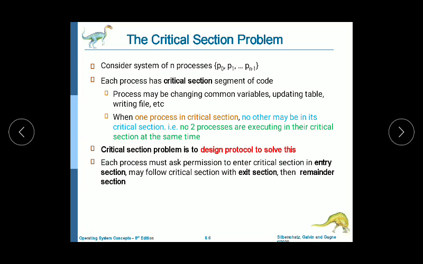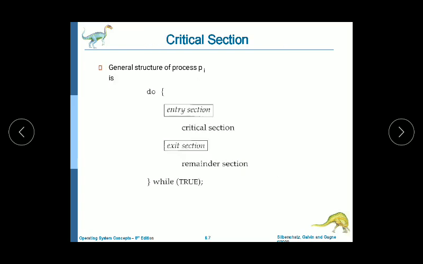So the general structure of a typical process Pi is shown in the next slide. So this is the general structure of process Pi. As I told you earlier, there are 4 different sections. First one is entry section, where the request is made to enter into the critical section. If it is satisfied, enter into the critical section, where changing the common variables, updating a table or writing a file, such things can happen. Then after that, enter into the exit section, where the process is going to exit from the critical section, and finally remainder section.